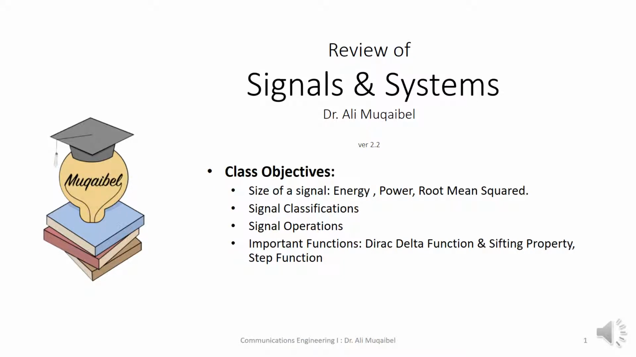Good day, everybody. This is a review of signals and systems. The class objectives, the material that we're going to cover, includes the signal size. We talk about energy, power, root mean squared. Then we go into signal classifications, signal operations, and we cover some important functions like the Dirac delta function and the step functions.